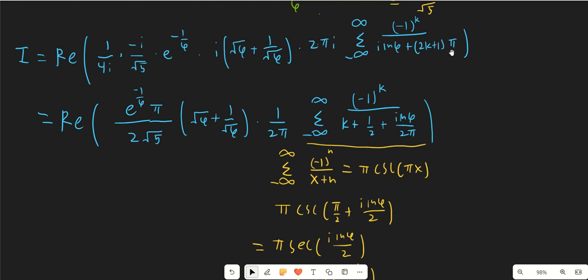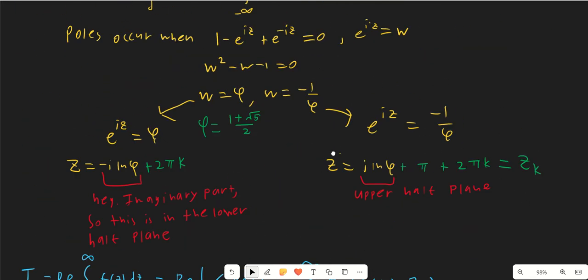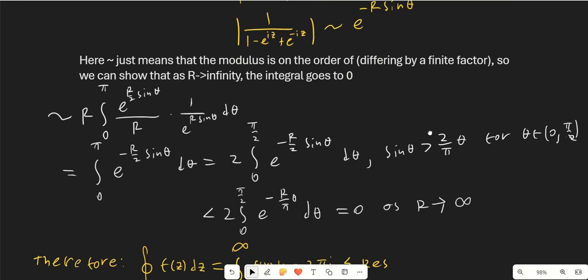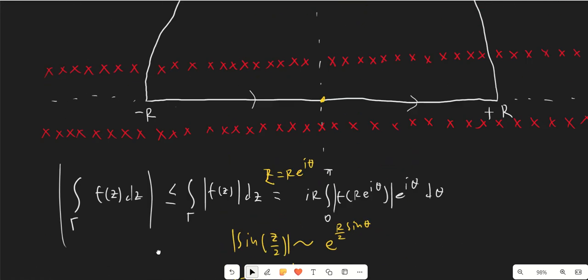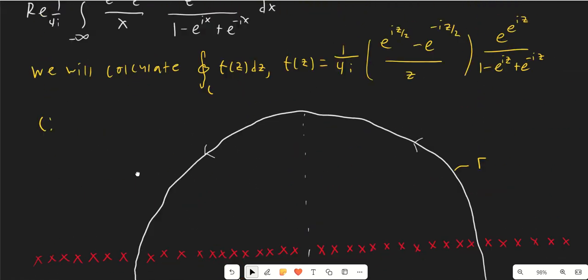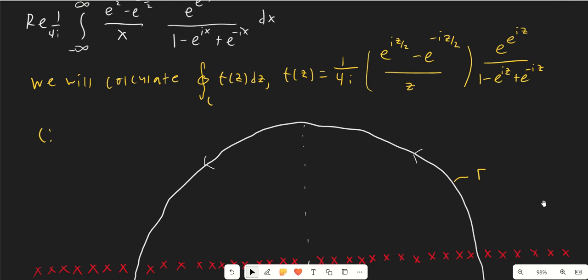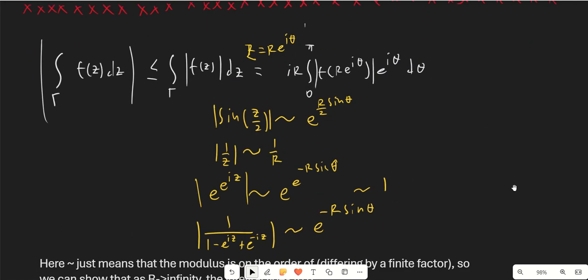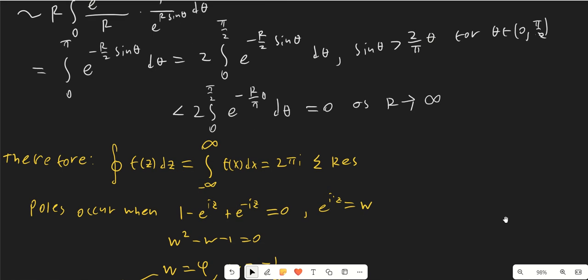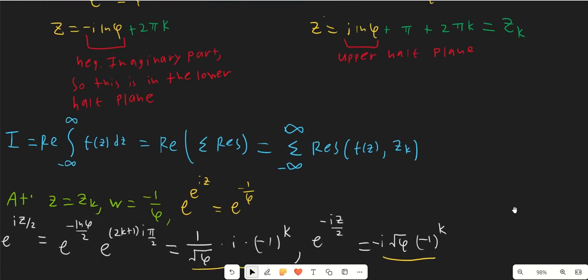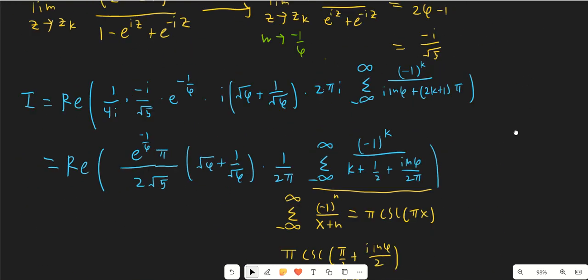And this i ln phi plus (2k plus 1) pi is just z when z equals z_k, and that's just because we had that z in the denominator in our original function, which is all the way up here. From this z in the bottom, that's where that nasty term comes from. So now all we have to do is multiply all the constants and then evaluate that last summation, and we can finally get the actual value of our integral.